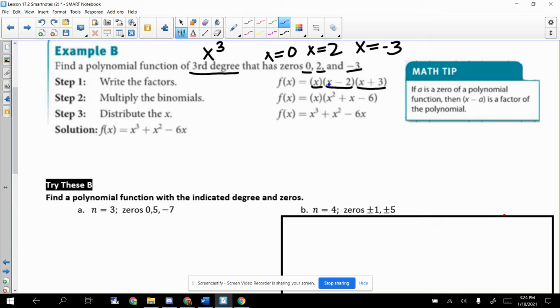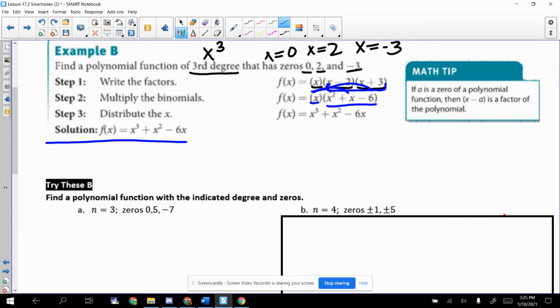Okay. Then what they did here is they went ahead and multiplied these two here by using FOIL or box method, and they got x squared plus x minus 6. And then they brought down the x, and then they just distributed that x in. And they got x cubed plus x squared minus 6x as their final solution.